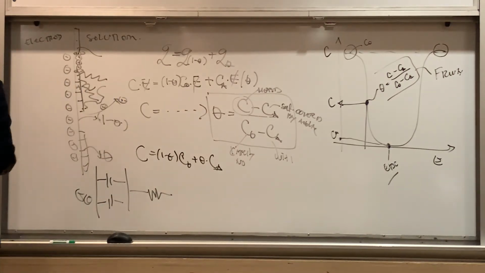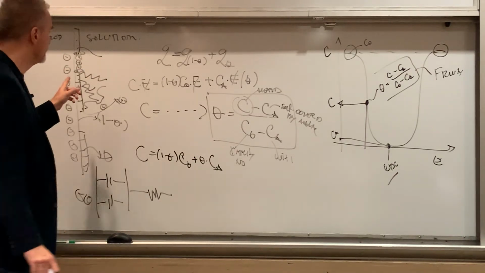But the question I'm having here is, why is the capacity of the double layer, when you have a covered surface with additives, smaller than the capacity of the double layer when you don't have any additives? Let's have a look here.